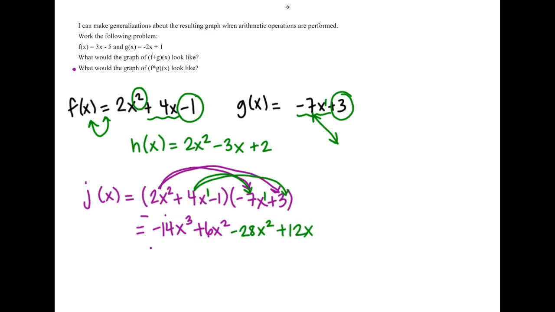And now I'm going to take the -1 and push it through to everything over here. So I have -1 multiplied by a -7x, which gives me a positive 7x. And a -1 multiplied by 3, which gives me a -3.